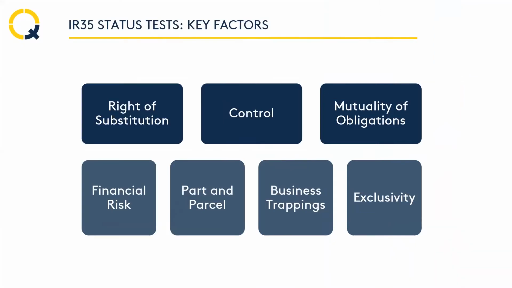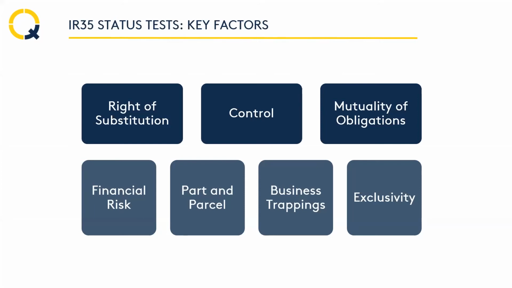So when it comes to determining someone's status, the right of substitution is considered one of the key tests and is often pivotal in any status decisions. But it's only one of the tests that HMRC consider when looking at somebody's employment status. And these tests that we use and that HMRC use stem from a 1968 tax case called Ready Mix Concrete versus the Minister of Pensions.